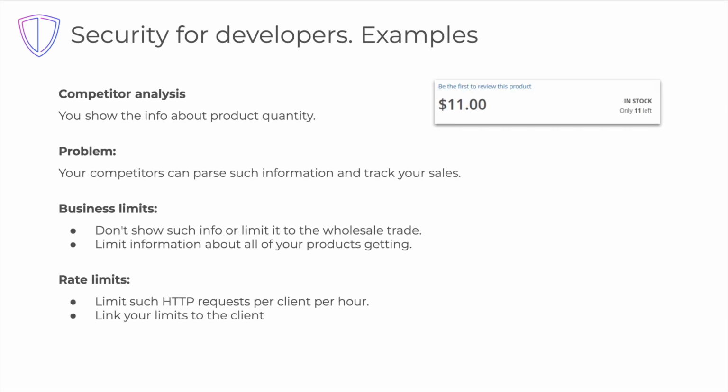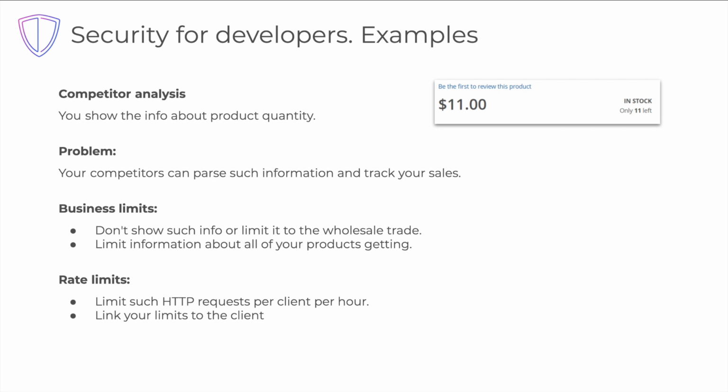Our second example is about competitors analysis. If you display information about stock balances on your site, then your competitors will be able to use this information to monitor your sales. How can we use business limits to prevent this from happening? We could, for example, choose not to display this information or allow only wholesale customers to access it.